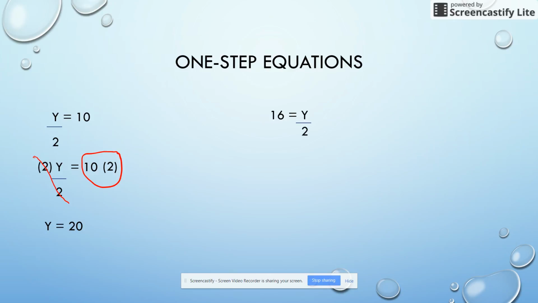Let's look at another example. If you notice on this side, the y is on the opposite side of the equation. It doesn't matter which side it's on. You can still do the same steps. We're going to multiply each side by 2. Cancels on this side. 2 divided by 2. And we have 2 times 16, which gives us 32.